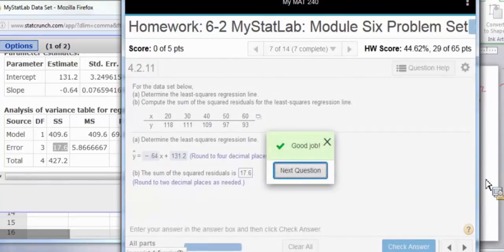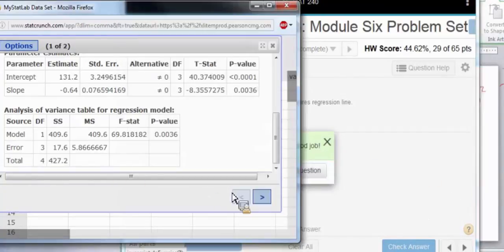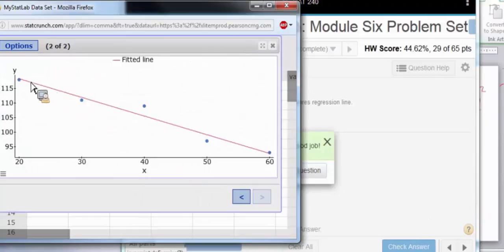So what that means is we looked at the graph and looked at how far each of these blue points is from the red line. We take each of those distances, square them, and add them together. We would get 17.6.